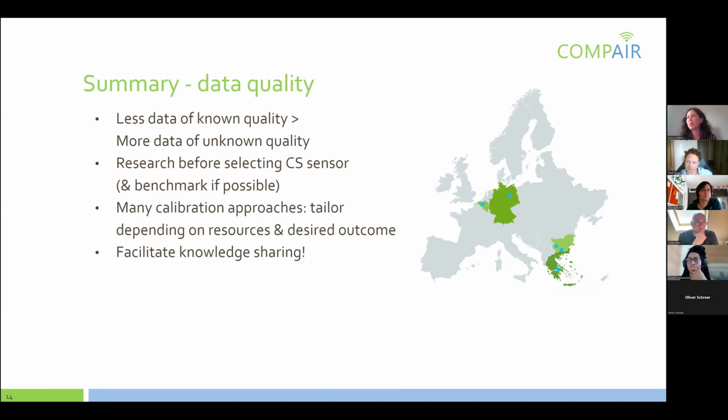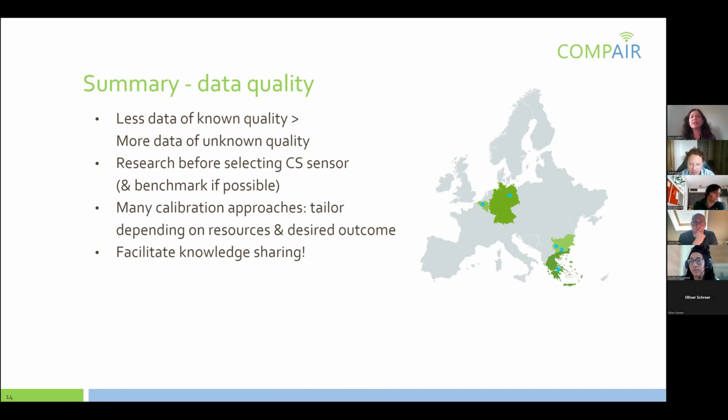There are many calibration approaches, such as the ones I mentioned during the presentation, so you can tailor depending on resources, for instance, whether you have access to these reference stations or not. And you can also tailor depending on your desired outcome. How much uncertainty of your measurement is acceptable to you?